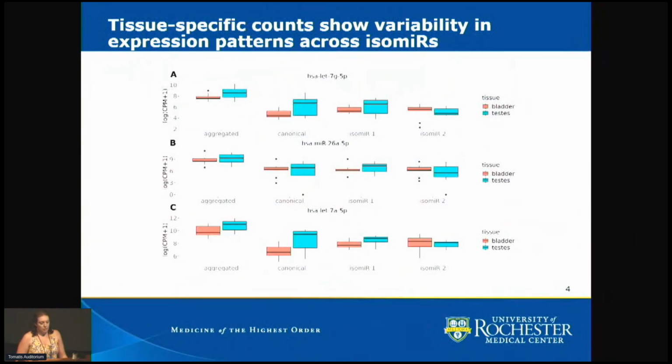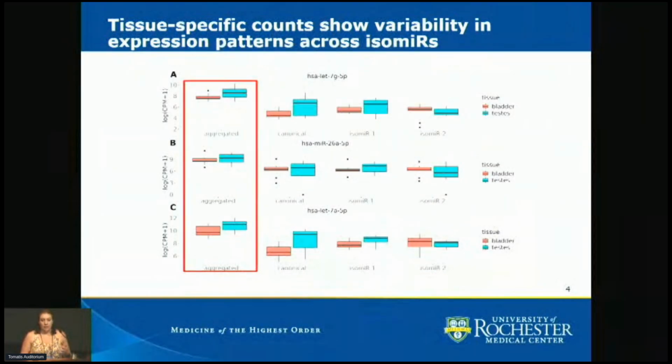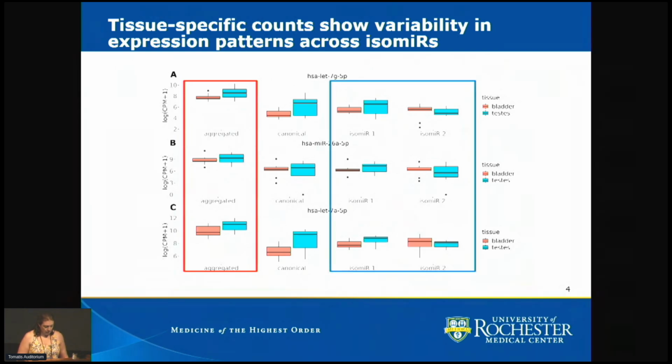This is a visual representation of the same effect. I have tissue-specific box plots here, summarizing the counts for 3 different microRNAs based on the 3 different plots. The aggregated counts are what are typically analyzed. Here you would see that testes is showing higher expression for all 3 of these microRNAs compared to bladder. The canonical I'm showing here for completeness, but I'll gloss over that for now. But if we look at the next 2 highest expressing isomiRs, you can see that there's a difference in the trend between the 2 tissue types. And when we aggregate, we miss this effect. So we want to know what happens when we account for this effect.